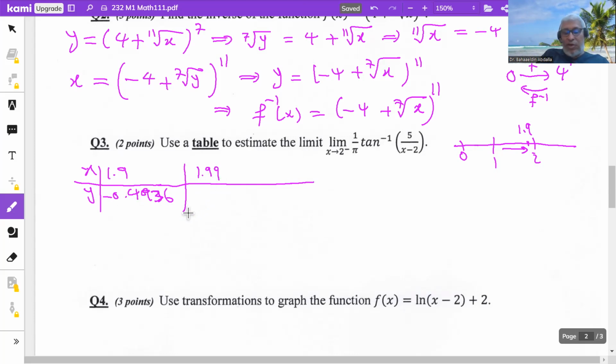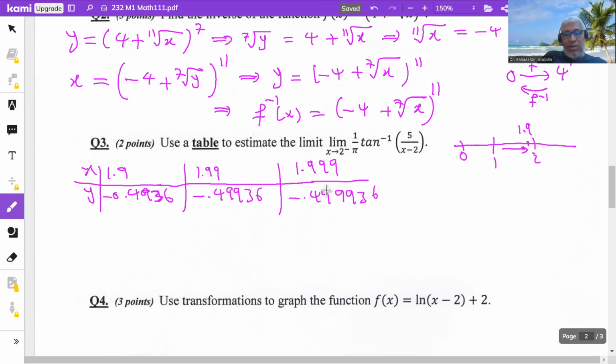So the same function, I go reverse to the left, and I add a 9, so 1.99, and I ask the calculator for the answer, and the answer is negative 0.49936. Let me come more closer. I'll choose 1.999, and I add a 9 in the calculator going to the left. And the answer is negative 0.49936. Do you see a pattern?